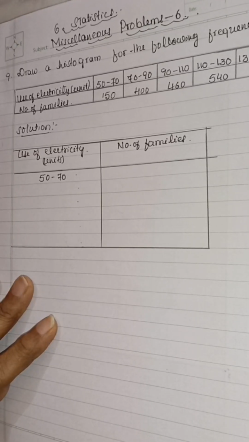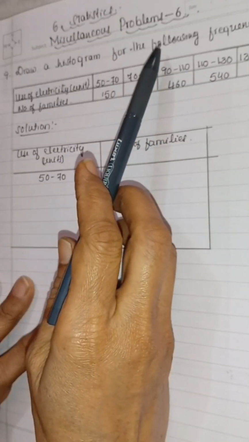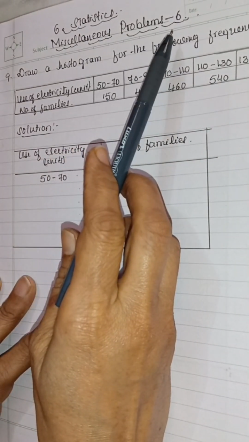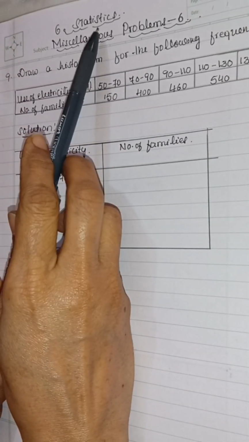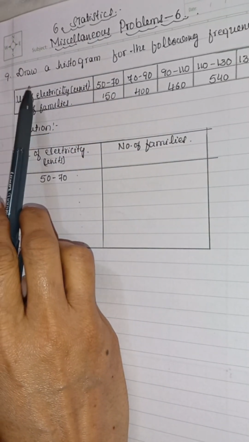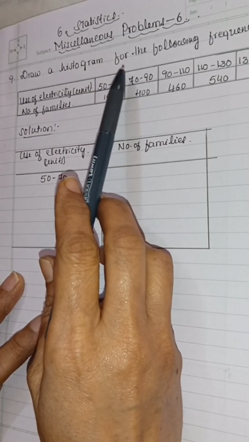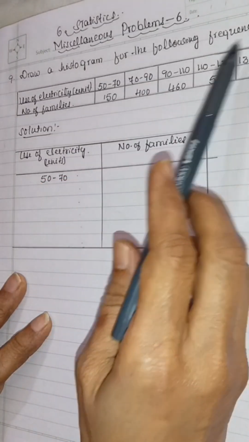Hello students, today we are going to solve miscellaneous problem 6 of 10th standard maths part first, algebra. In that chapter number 6, statistics, question number 9. Draw a histogram for the following frequency distribution.